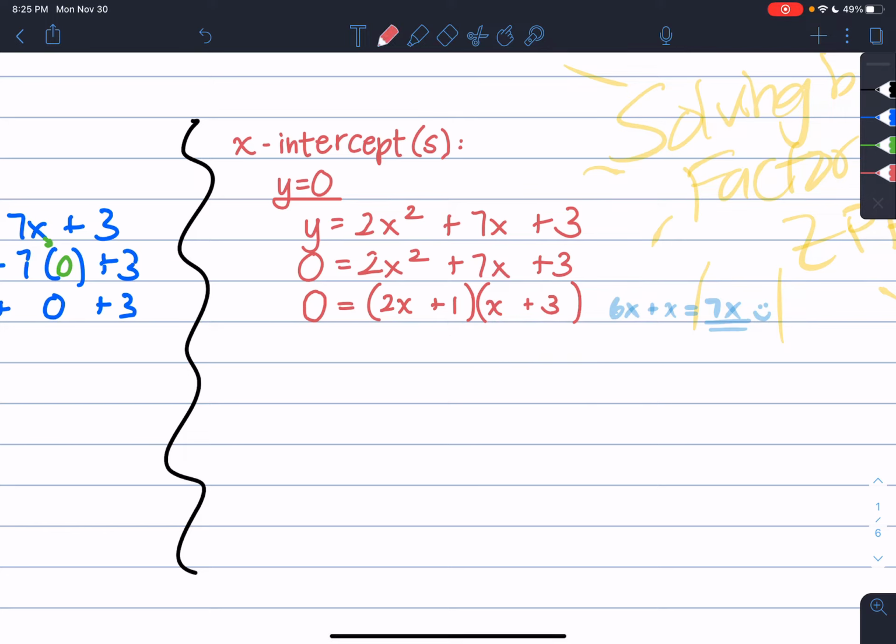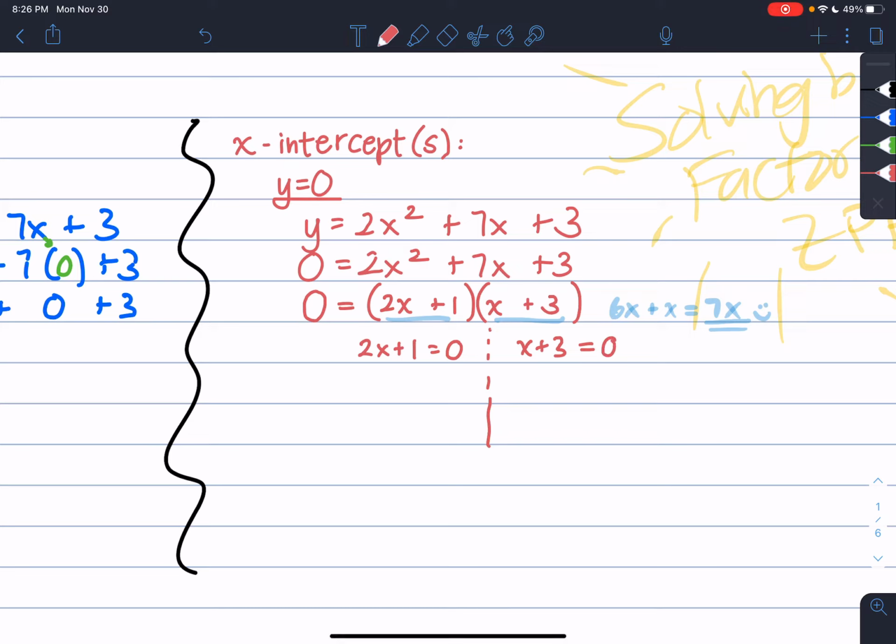So we factored correctly. Awesome. All we got to do now is use the zero product property to solve for each x. Meaning we're going to take each factor, set it equal to 0. So I get 2x plus 1 equals 0. And I get x plus 3 equals 0. And I'm going to solve for x.